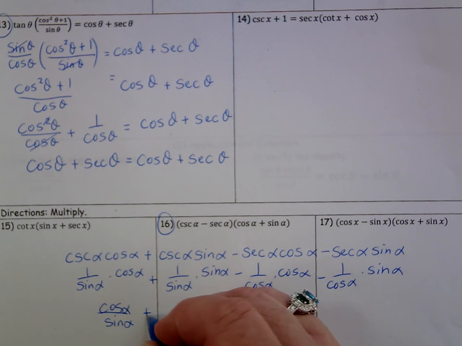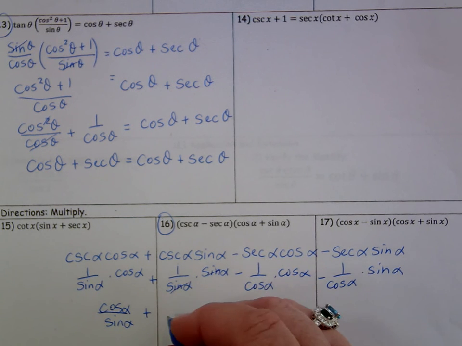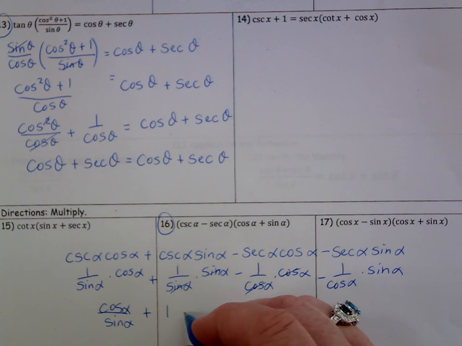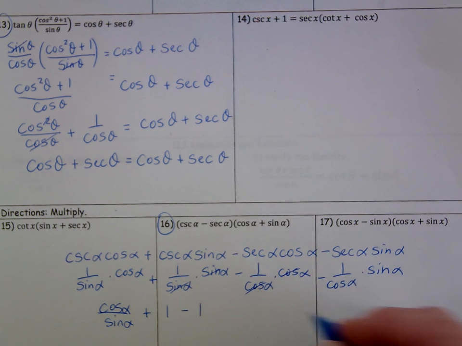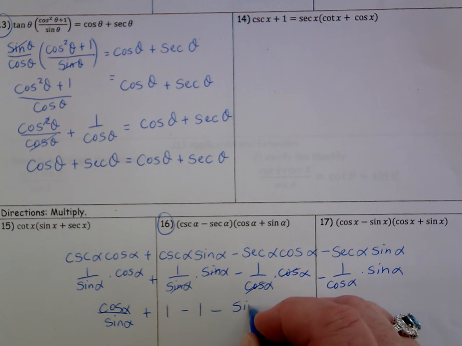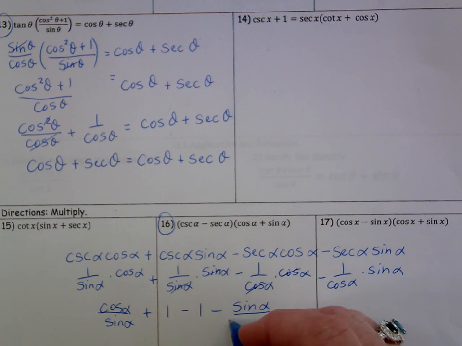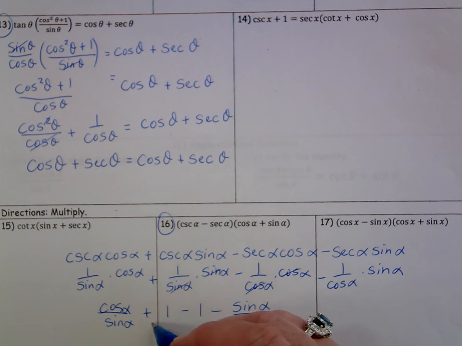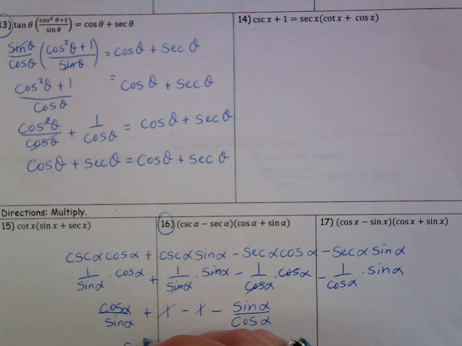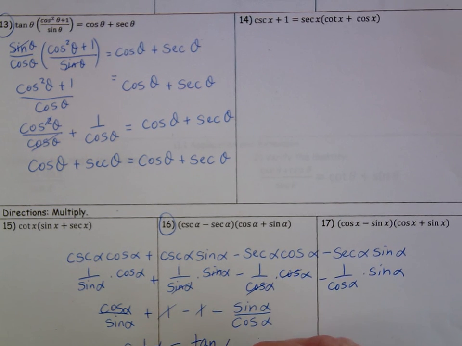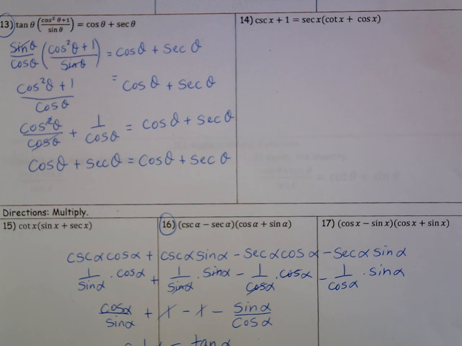Next one, my sine has 1 on the bottom, 1 on the top, so I can cancel them, so plus 1. Cosine, 1 on the bottom, 1 on the top, can cancel them. And then I get 1 times the sine is the sine, and cosine's on the bottom. Well, the 1's cancel, so I'm done with those. And then I'm left with cosine over sine. Well, that's cotangent. Sine over cosine is tangent. And that's my final answer for number 16.